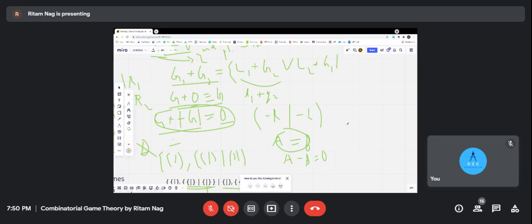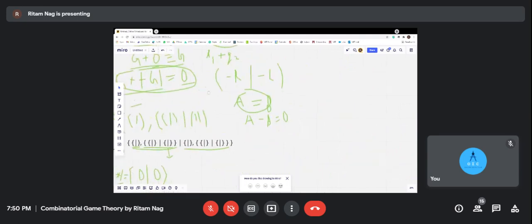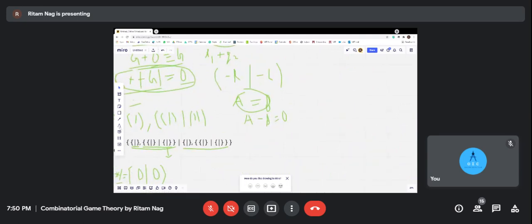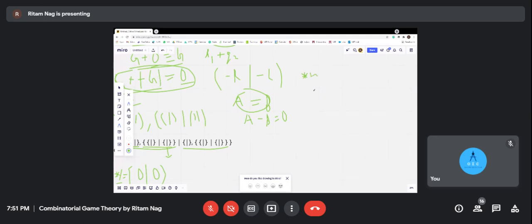That's sort of the reason why impartial games work modulo 2. That's why you have this exclusive OR thing coming up. It is because impartial games work modulo 2. Do you get my point? Yes. So now here's the claim. The claim is that every impartial game is actually equivalent to star n for some n. Every impartial game is of this form.